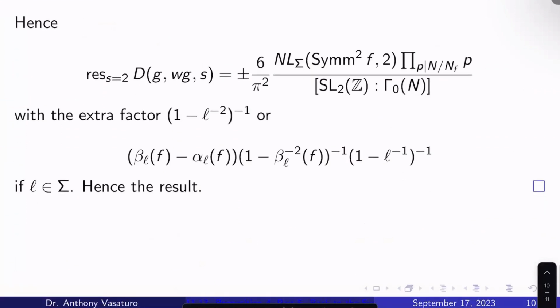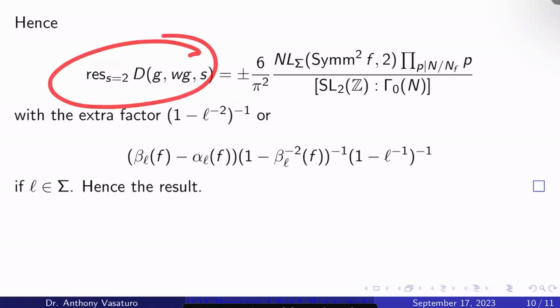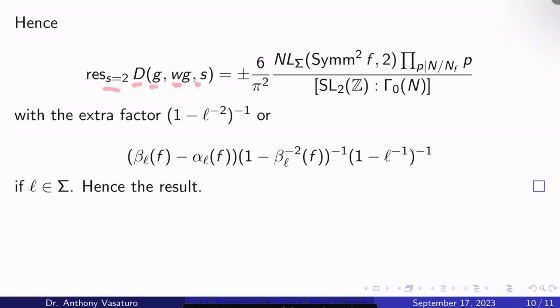And so this allows you then to use the formula we discovered at the beginning of the proof to calculate that missing residue we are after. So the residue at s equals 2 of d of G, W, G, s turns out to be nothing but plus or minus 6 over pi squared times n times L sub sigma of sim squared f comma 2 times the product over primes p dividing n over n f of those primes p, divided by that index of gamma sub 0 of n in SL2 of Z. So this is just combining everything we've discovered so far. That's all it is. Basically, this residue is something we were missing in the formula to finish the proof, and now we get a formula for it thanks to things we already know.